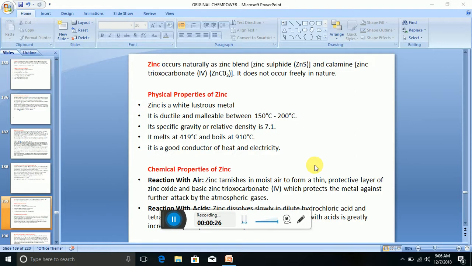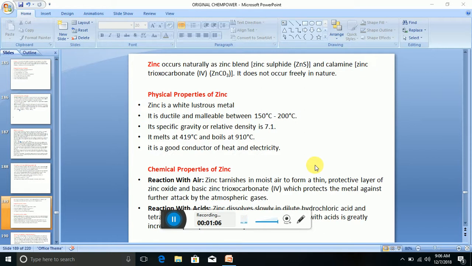Physical properties of zinc. Zinc is a white lustrous metal. It is ductile and malleable between 150 to 200 degrees Celsius. Its specific gravity or relative density is 7.1. It melts at 419 degrees Celsius and boils at 910 degrees Celsius. It is a good conductor of heat and electricity.